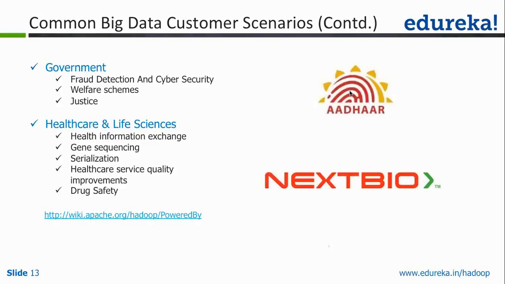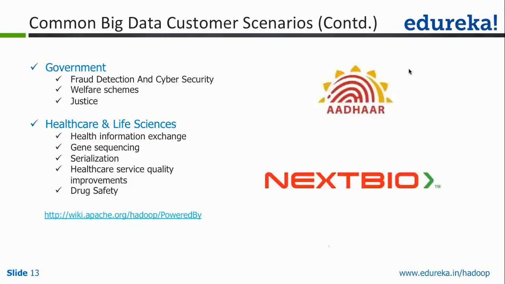So Aadhaar is using Hadoop for storing this data. They also use HBase. Venkat Subramaniam has told me that Aadhaar is the world's biggest biometric database. I'm sure it will be, because India is the largest, if not today, then it will become the most populous country. So Aadhaar is using Hadoop.